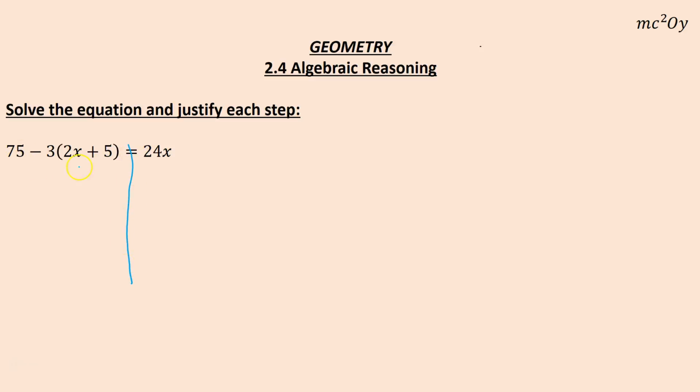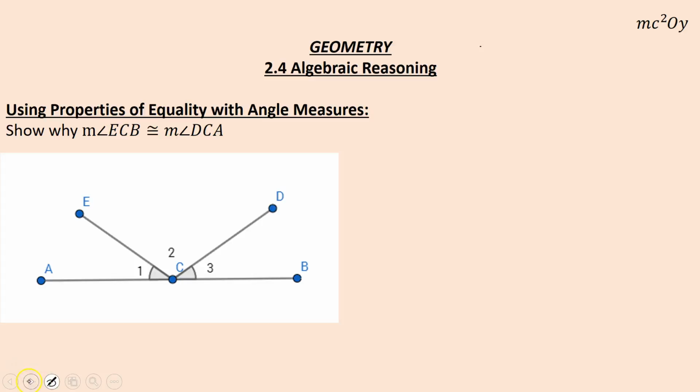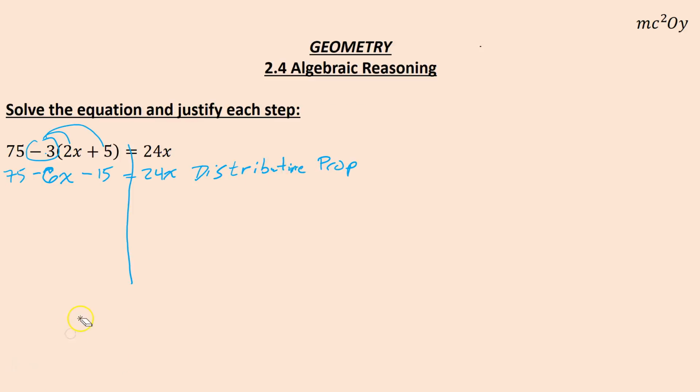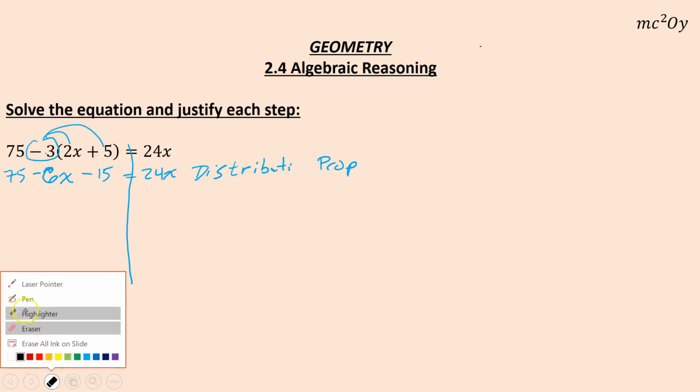So the first step, I'm looking at simplifying the left-hand side. So I'm going to distribute that -3. So 75 minus 6x, and negative 3 times 5, negative 15, equals 24x. And listing out my steps, distributive property. You can add on of equality, but I just put distributive property. Kind of showing you a little of the future there. Make sure I spell it right.